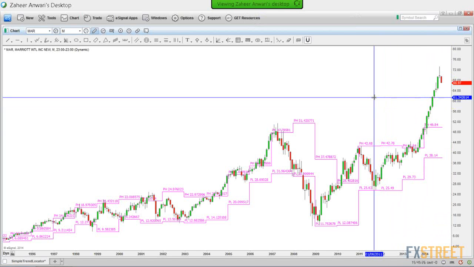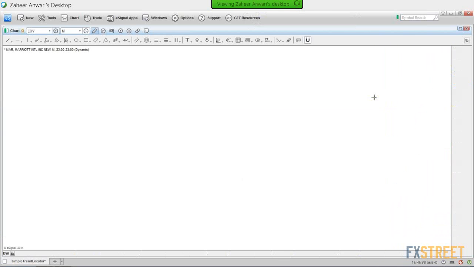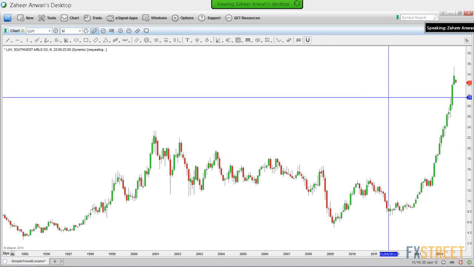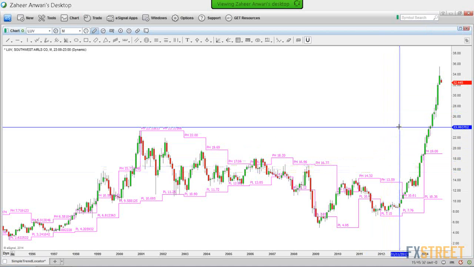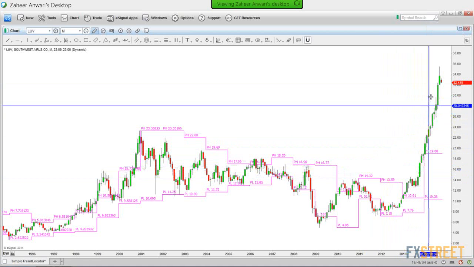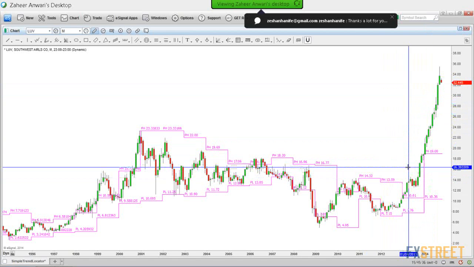Okay, we had the Marriott, and we've also had Southwest Airlines, which is LUV. So you can see that I've been trading LUV. That's moved from around 14 all the way to about 34. So it's knowing which are the good trends to be trading.